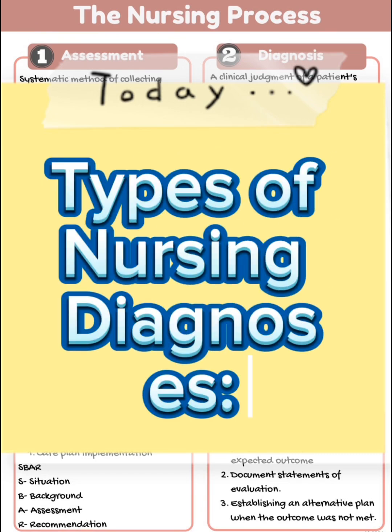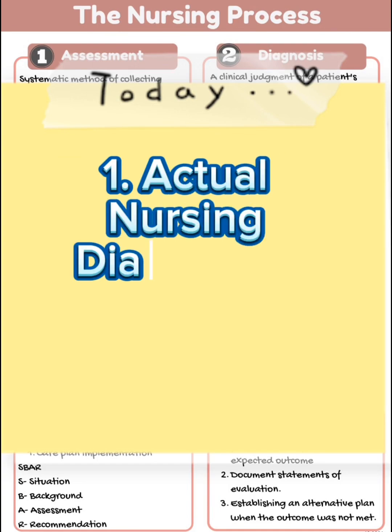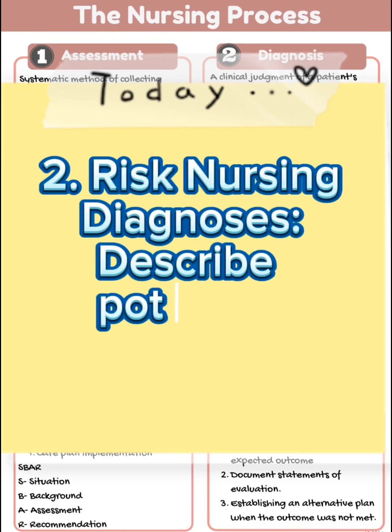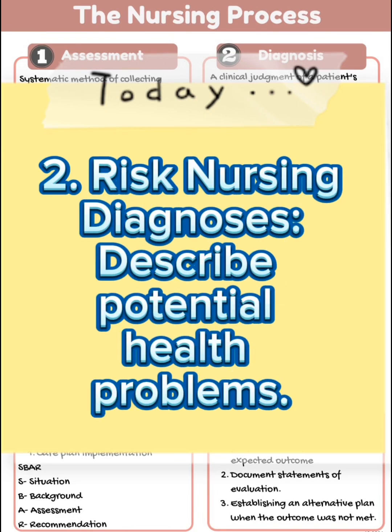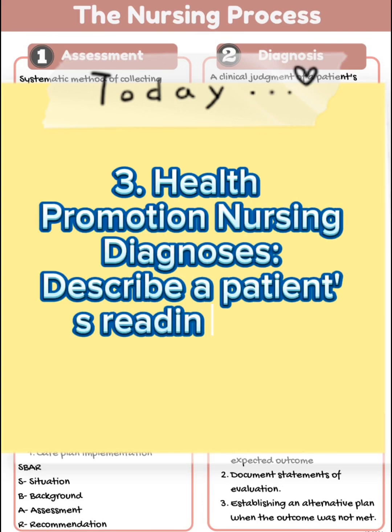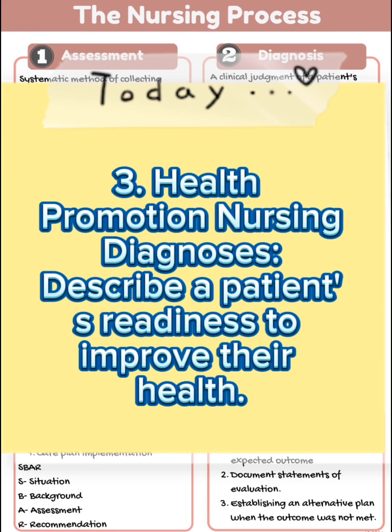Types of nursing diagnoses. 1. Actual nursing diagnoses, describe existing health problems. 2. Risk nursing diagnoses, describe potential health problems. 3. Health promotion nursing diagnoses, describe a patient's readiness to improve their health.